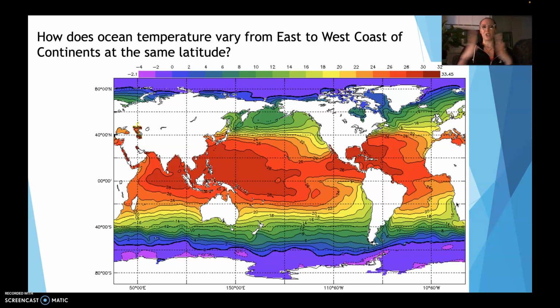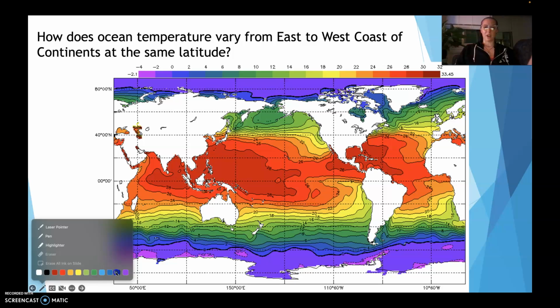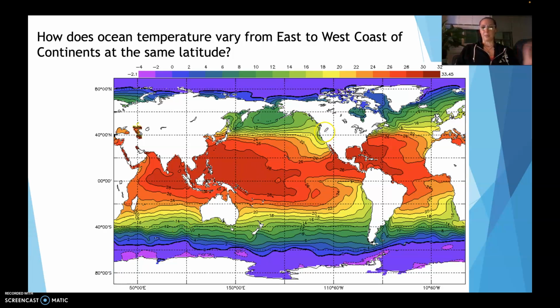So first, let's look at just the sea surface temperature throughout the whole oceans. And if we were to compare the temperature of the oceans at a particular latitude, like, for example, here in Northern California, at the same latitude, we have the East Coast. If we were to look at the ocean temperatures at either coast at the same latitude, we can see that the water off the California coast is much cooler than the water off the East Coast.